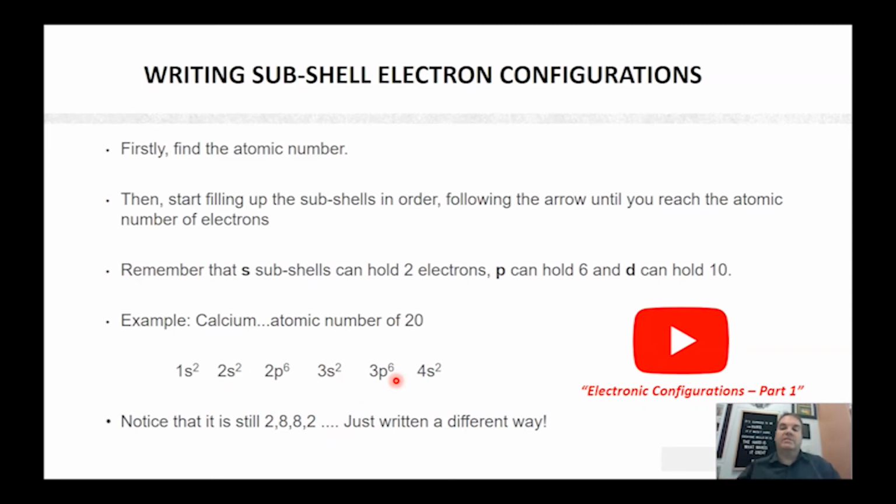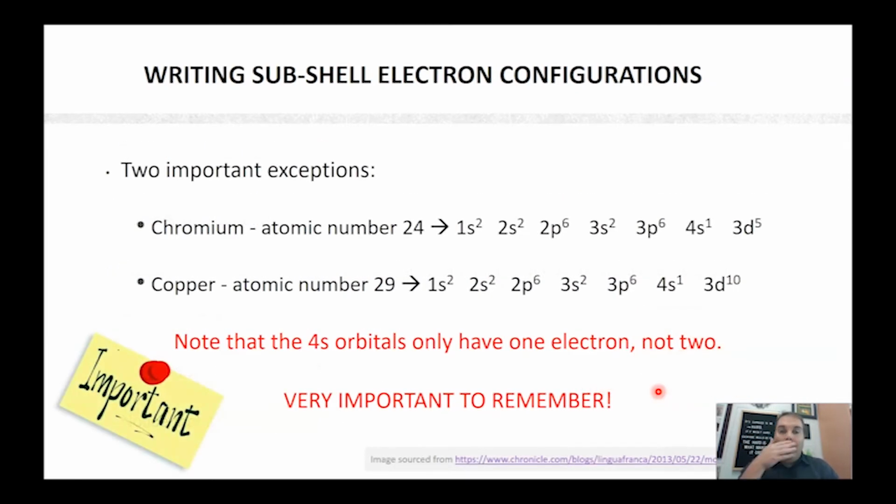I'm not going to go into any more detail than that, but there is a video here if you want to have a look at electron configurations part 1, which goes through this in a lot more detail and gives you some more examples. There are 2 important exceptions to this.